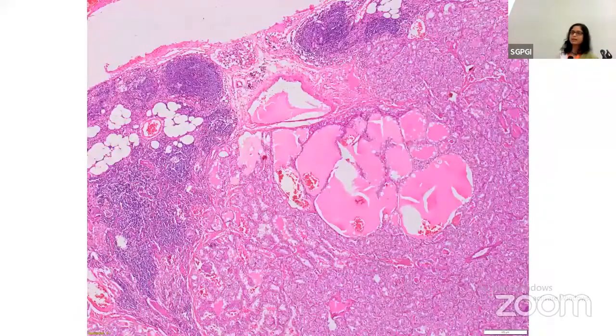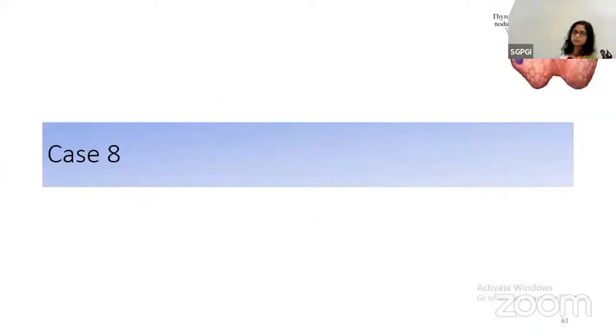So you can see this is a large macrofollicle. The macrofollicle is filled with colloid. You can see the same resorption vacuoles here and then an intranuclear inclusion over here. I'll come to the discussion later. There was a lymph node metastasis also in this particular patient.